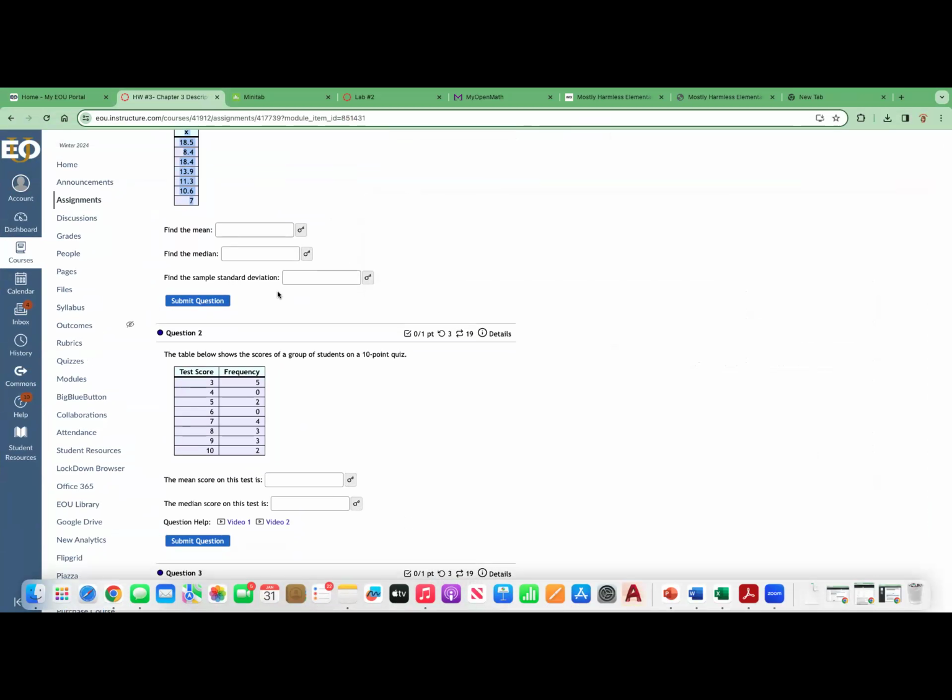Sorry, my computer is being so slow. I'm going to try to do that, but that helps. At least I know what I'm looking for. I'll go ahead and move on to number 2.